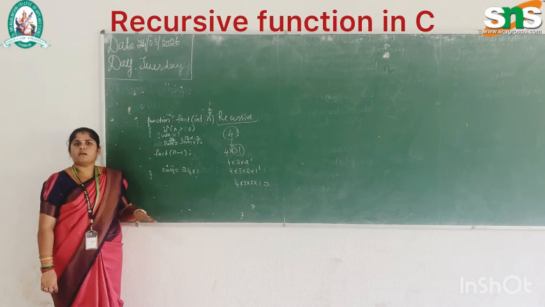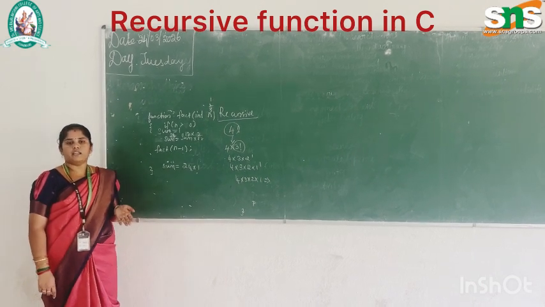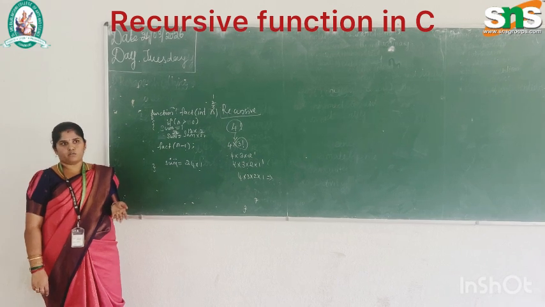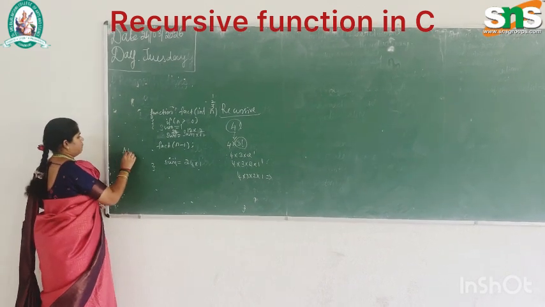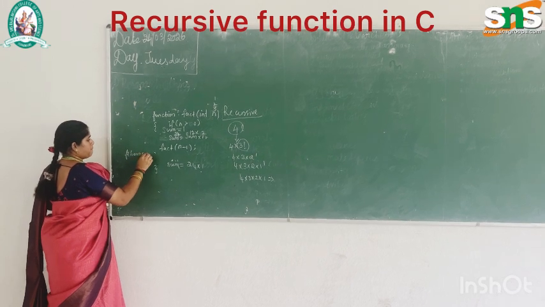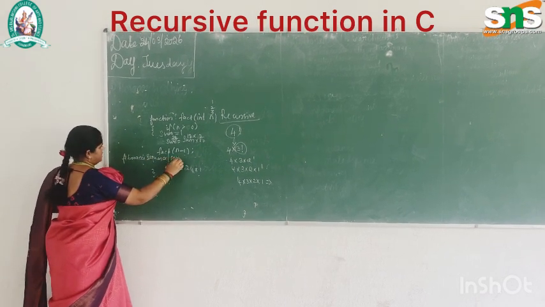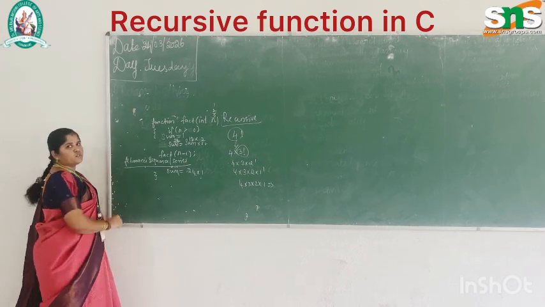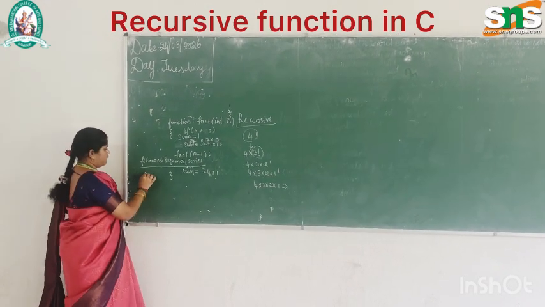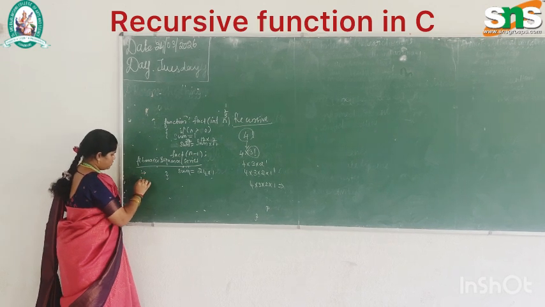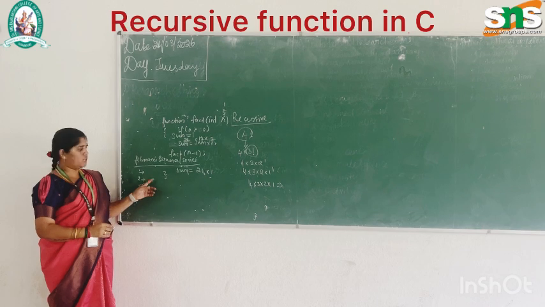It is not applicable only to finding factorial. It is also applicable in finding the Fibonacci sequence. What does Fibonacci sequence mean? Let us take an example, the Fibonacci sequence or series. The Fibonacci sequence is nothing but this: initially I give 2 values, and the third value will be the addition of the previous 2 values.